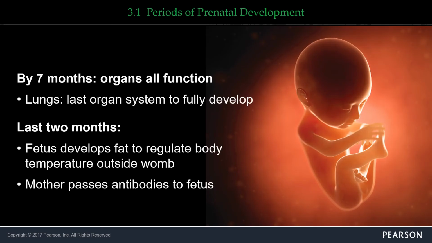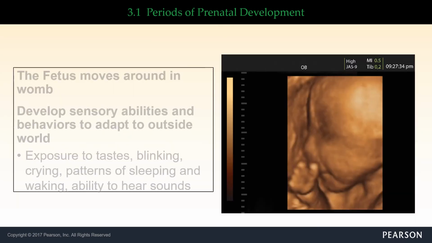By 7 months, the organs all function. The lungs are the last organ to fully develop. And in the last 2 months, the fetus develops fat on its body to regulate body temperature outside the womb. And the mother passes whatever antibodies they have to the fetus. And so there's an advantage to being vaccinated because you can pass that on to your baby.